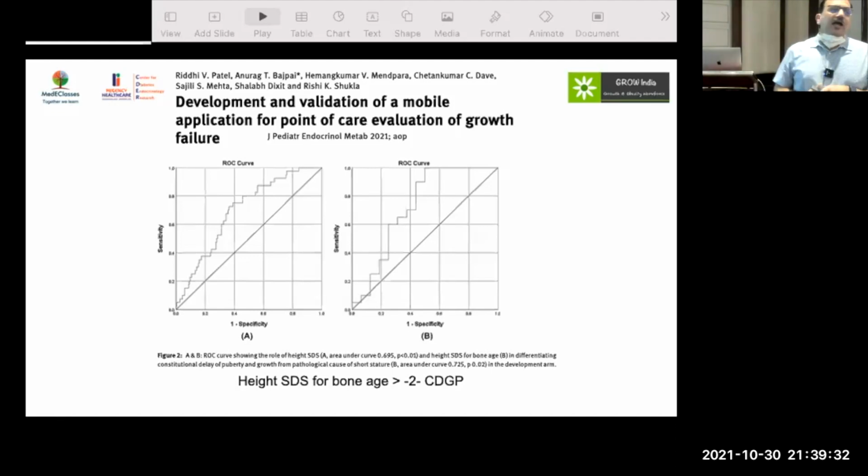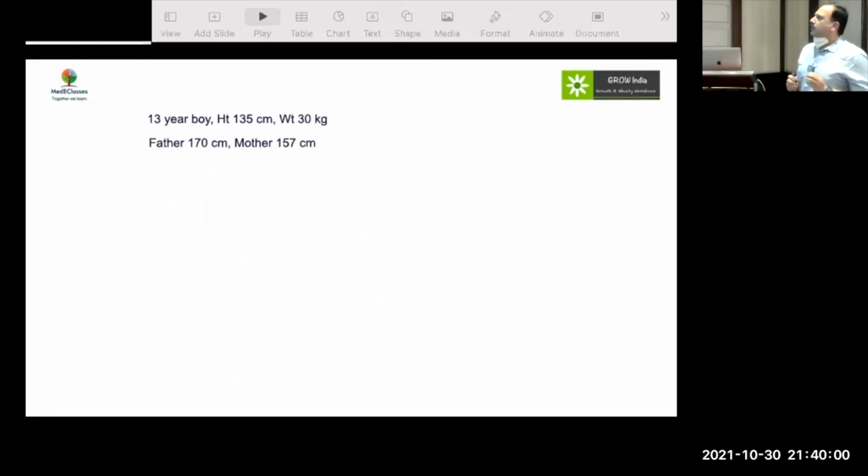So how would you diagnose CDGP? That's a challenge. You diagnose familial by comparing to the family. How will you diagnose CDGP? By looking at puberty or a surrogate marker of puberty, which is bone age. So what we found is that if your height standard deviation score for bone age is more than -2, it is constitutional delay of puberty and growth. So if your height is good for bone age, it is normal. Don't worry about that. And this is what we have put in the algorithm, and we'll discuss that in that setting. So let's come to this case.